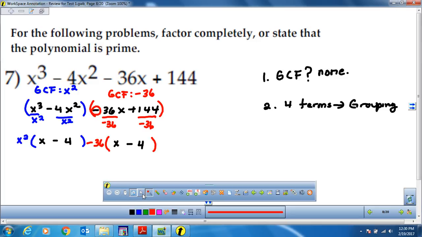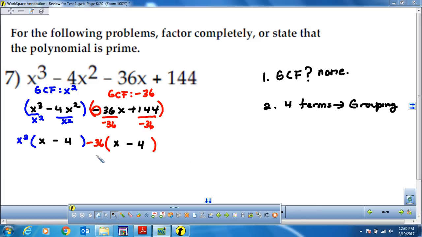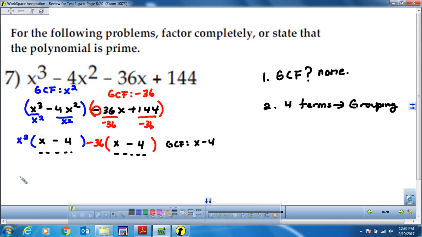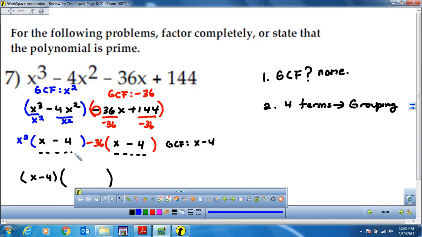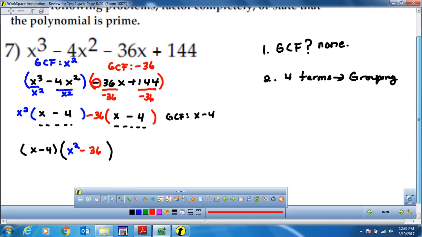Next. Now, you see that on these 2 factors, we ended up with another greatest common factor. So now these 2 terms have a greatest common factor of x minus 4. So what I am going to do is factor again that x minus 4. If I factor the x minus 4 from those 2 terms, they disappear, and that leaves me with x squared minus 36. We just factor that out. Okay? So we finished the grouping part.